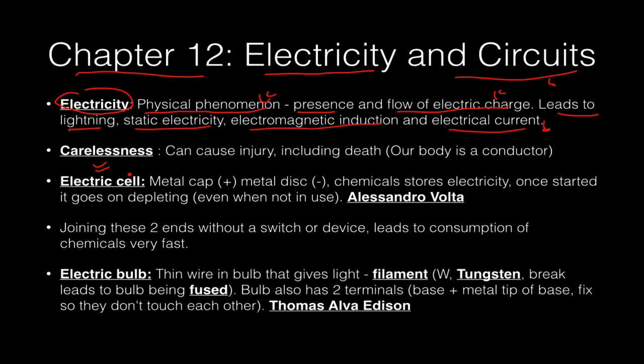Now carelessness should be avoided because around electricity it can cause injury including death. So our body is a conductor, you should always remember this, and our body is a decently good conductor. Now electric cell, what do you mean by cell? A cell is basically storage of energy in the form of chemicals. It has a metal cap which is the positive terminal, and it has a metal disc which is the negative terminal.